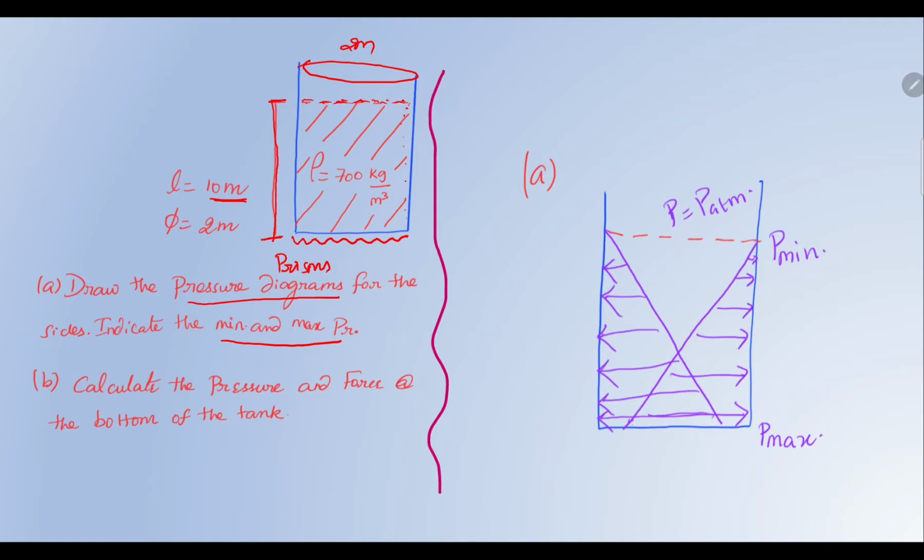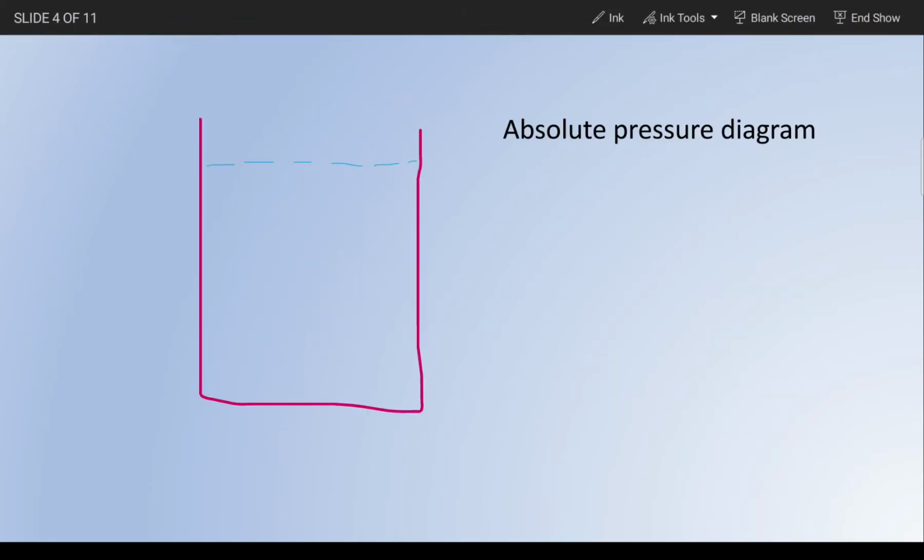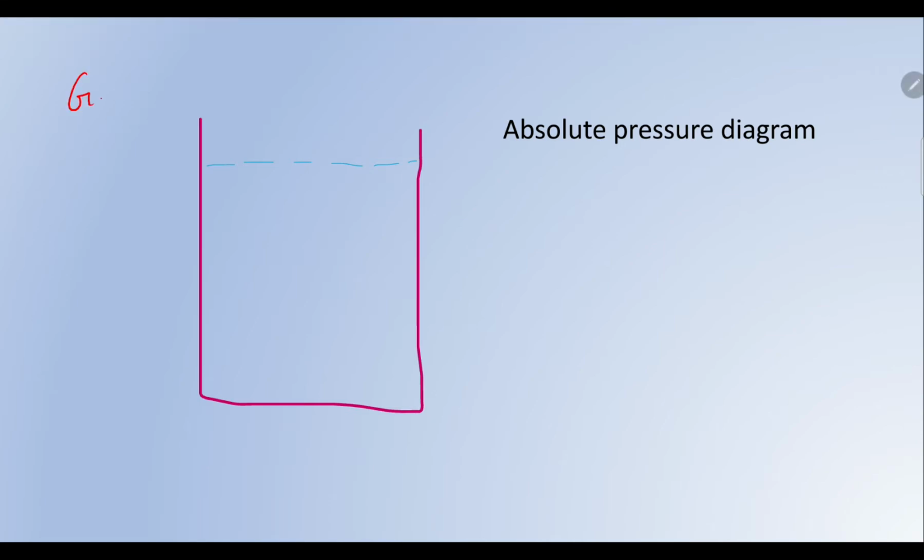I have already drawn the pressure prism for you guys for the sides, but what I will do is I will draw it again for you all. Is that okay? So what do we have? So this is the gauge pressure diagram, the pressure prism. So this is the surface of the fuel. So the minimum pressure is going to be at the surface, which is P minimum equals 0.